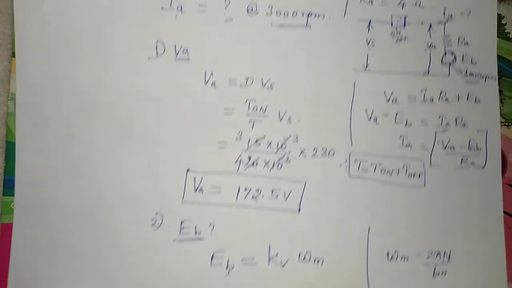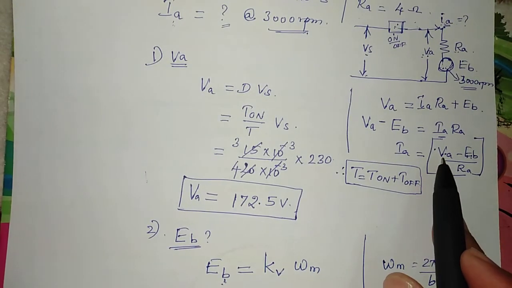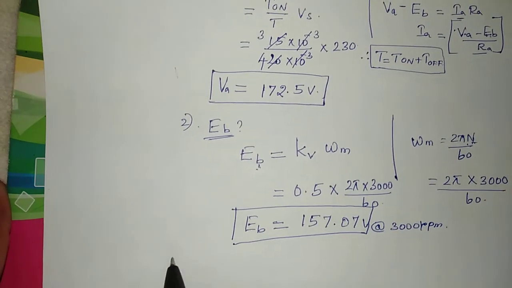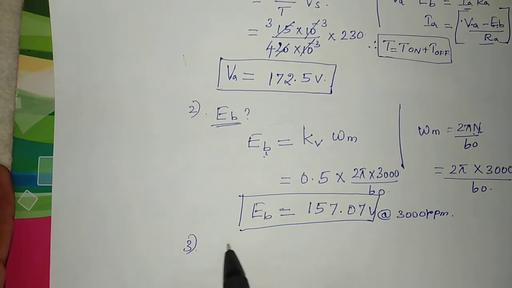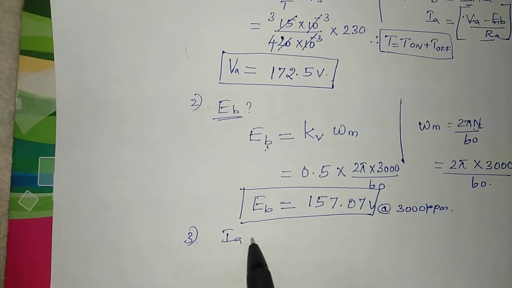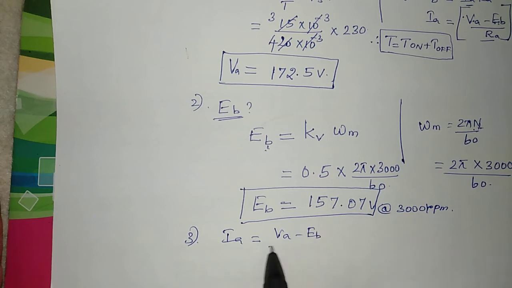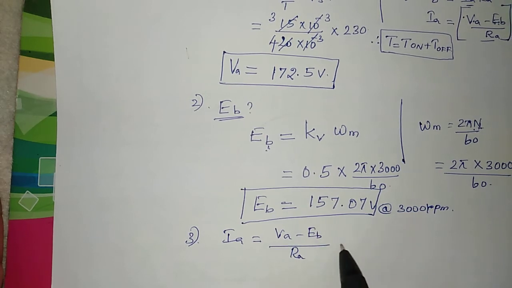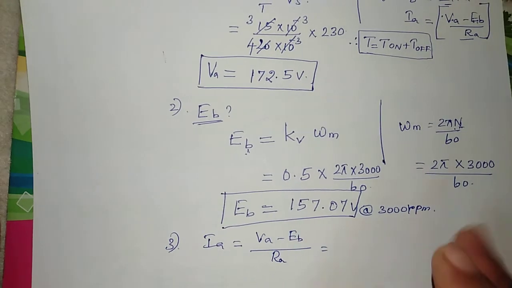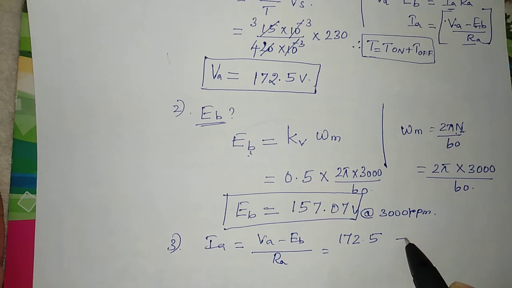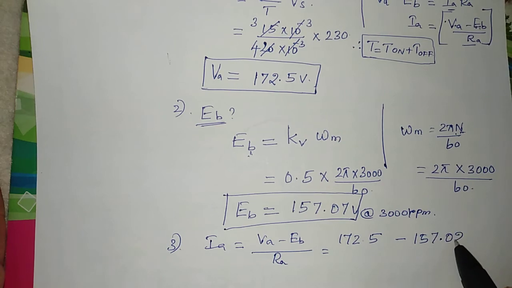This Eb will be produced at 3000 rpm. Now in this formula we have identified Va and Eb, and now we can find Ia. That is our third step. Ia is equal to Va minus Eb divided by Ra. That is, Va is 172.5 minus 157.02.